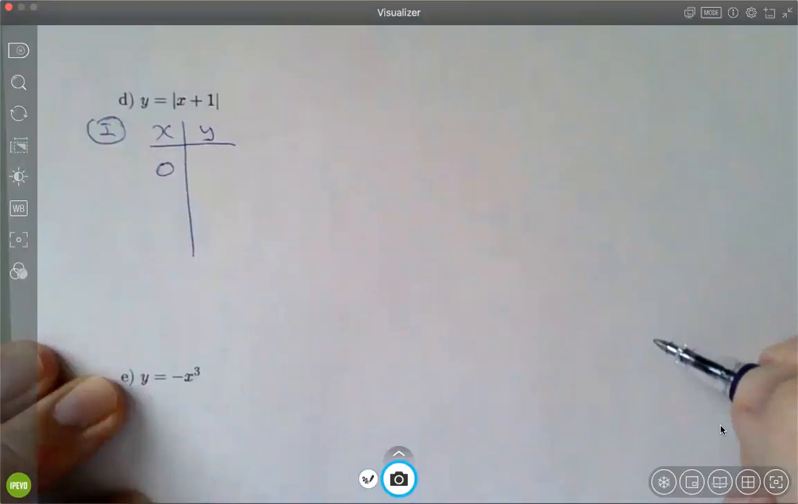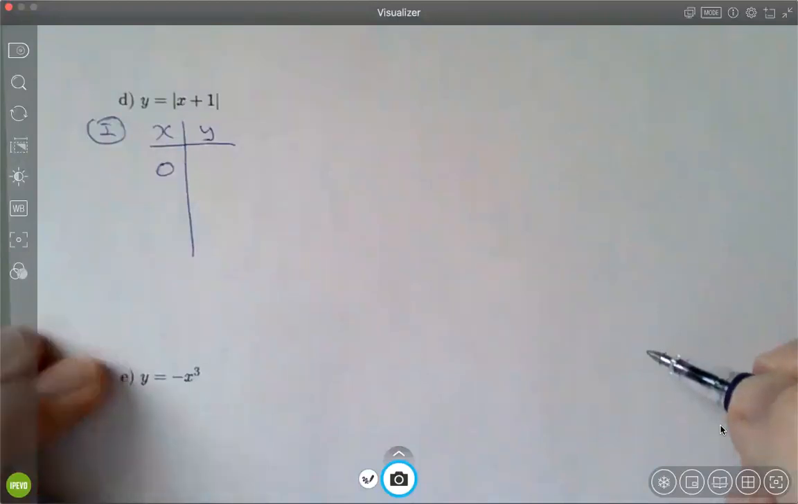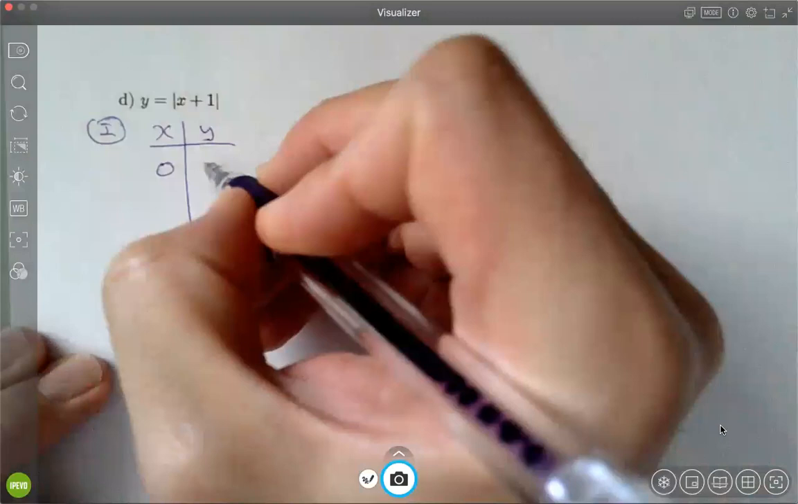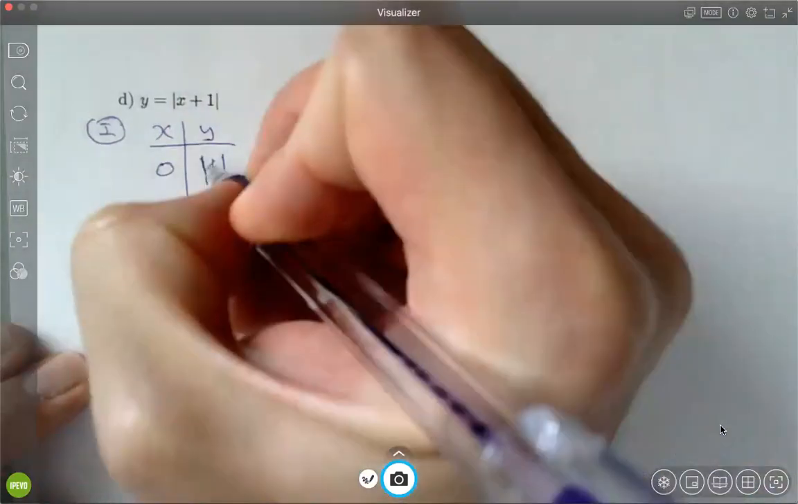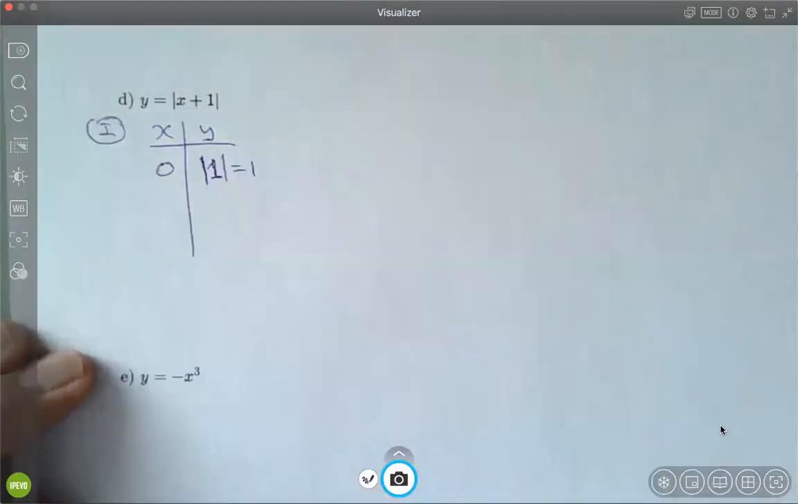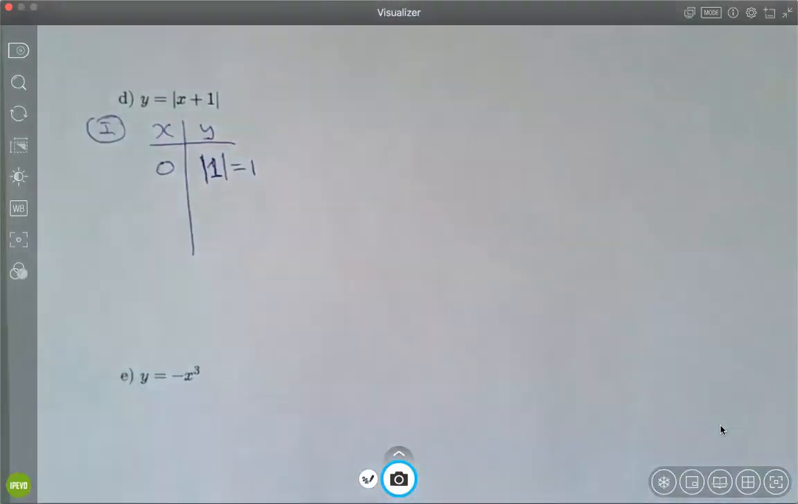Okay, now, in that case, what's the value of y? It's the absolute value of 1, right? Okay, absolute value of 1. And what is that? Just 1, right? Okay, and now, what can we choose? What else can we choose?